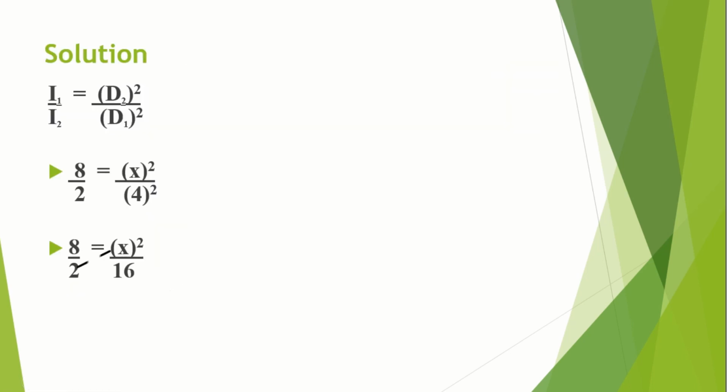So cross multiply 2x squared and 8 and 16. So we have 2x squared is equals to 8 times 16. So 8 times 16 is equals to 128.